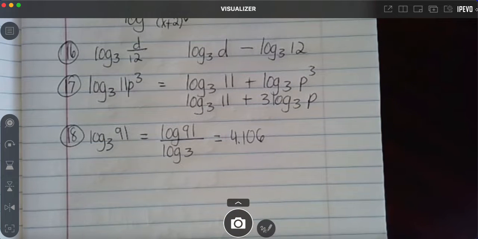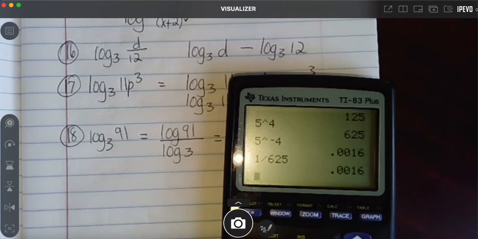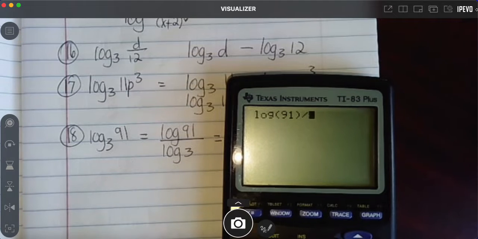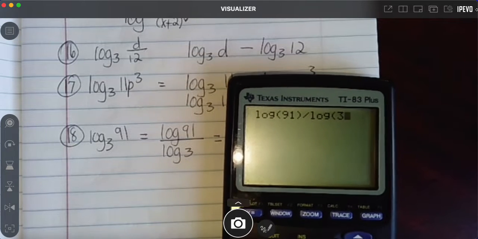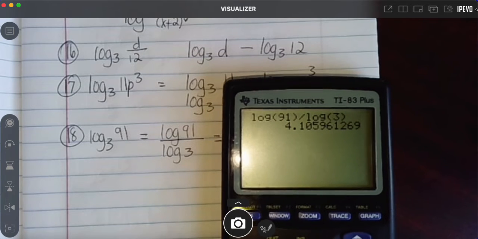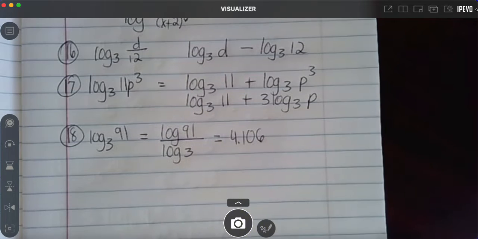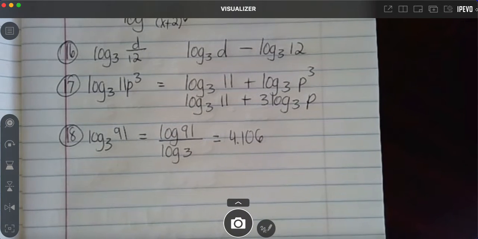How'd you type that in? So you're going to just type in log of 91 divided by the log of the base, log of 3. 4.5 or 4.1? 4.106. They wanted you to take it to several decimal places. So they got 4.106. 19 is the same way.